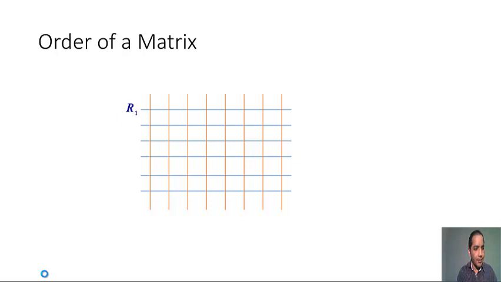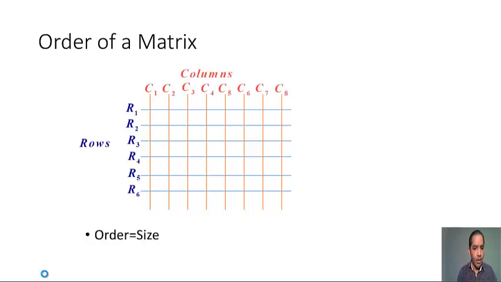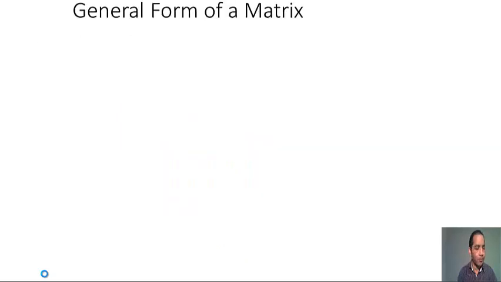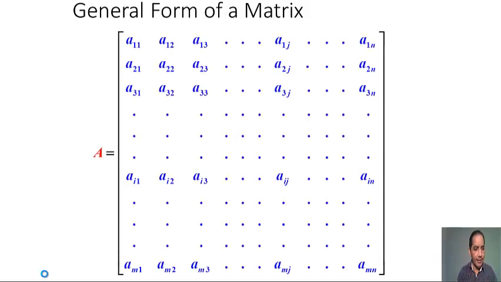Horizontal lines of a matrix are known as rows and vertical lines of a matrix are known as columns. Order of the matrix is considered as R cross C. If R is equal to C, then it is a square matrix. General form of the matrix is denoted as this.